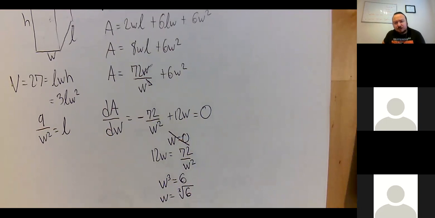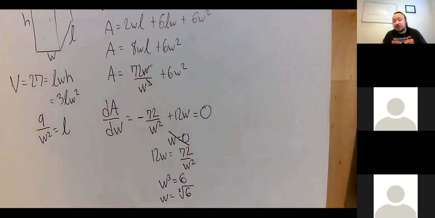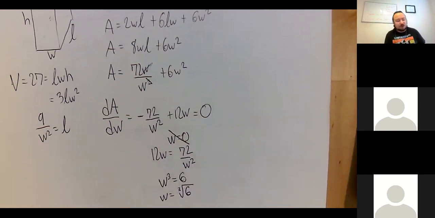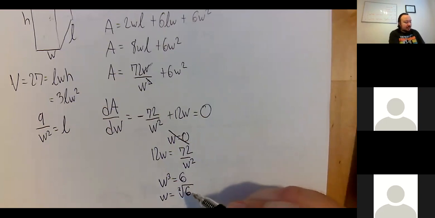And if you're ever unsure, if you want to be absolutely sure this really is the smallest surface area, you could take the derivative of this again and do the second derivative test, or you could do the first derivative test on it if you're really not sure. But trust me, for all these problems, the critical point that you get that isn't stupid like this one will be the one you're looking for. So we got W is the cube root of 6.